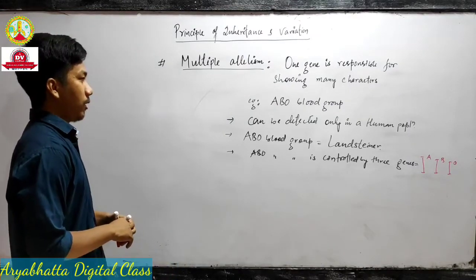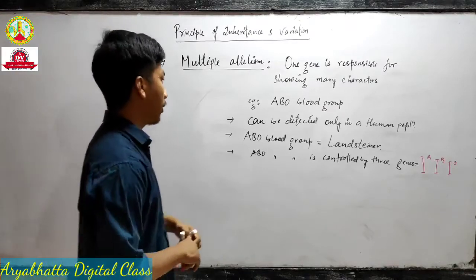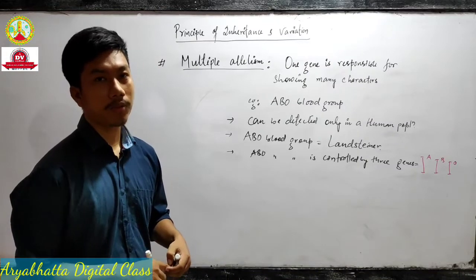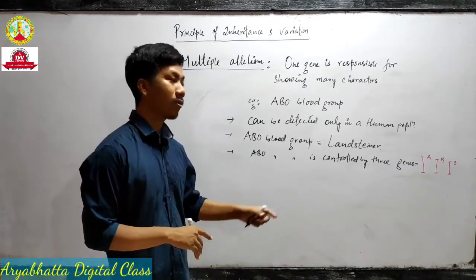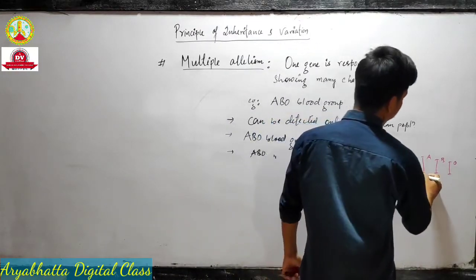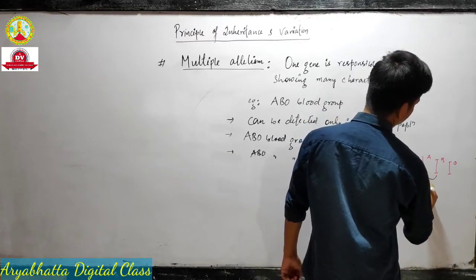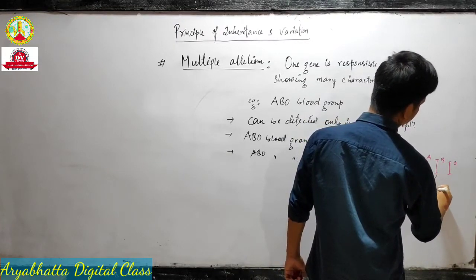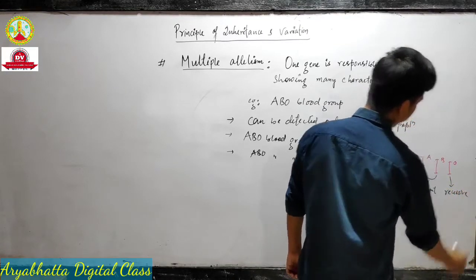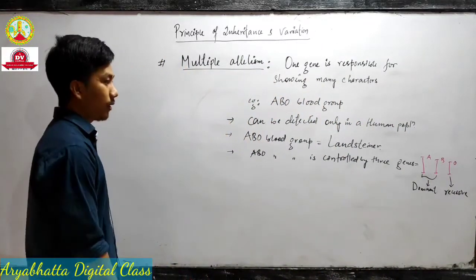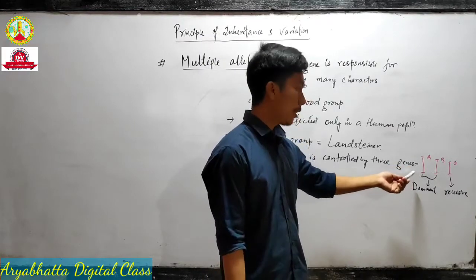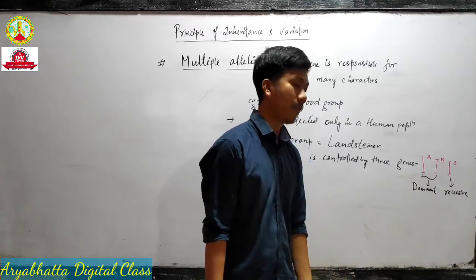So these are the important features we need to know: multiple allelism is seen in case of ABO blood group, which can be detected only in a human population, and it was first discovered by Landsteiner, and it is controlled by three genes known as IA, IB, and IO, whereas IA and IB are always dominant. Remember, IO is recessive. IA and IB are always dominant. They will always show their visible characters, and IO is recessive.